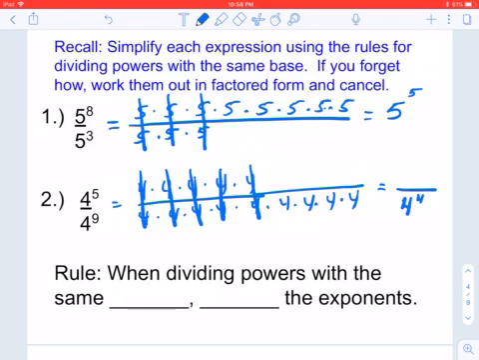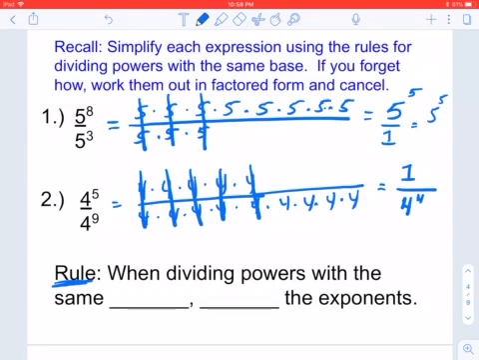At the top, 1 times 1 times 1 times 1 is all 1. Could have written this with a denominator of 1 also, but we could then just simplify it as 5 to the 5th. This we cannot. We need to leave it just the way it is. So your rule, I want you to remember and write this part down: when dividing powers with the same... See if you can finish that.